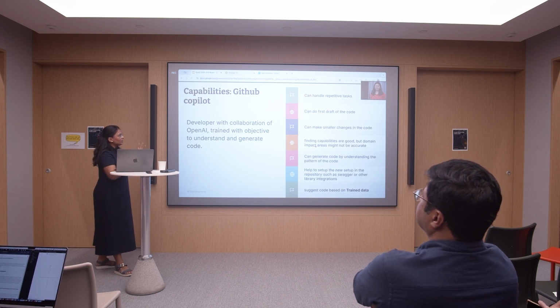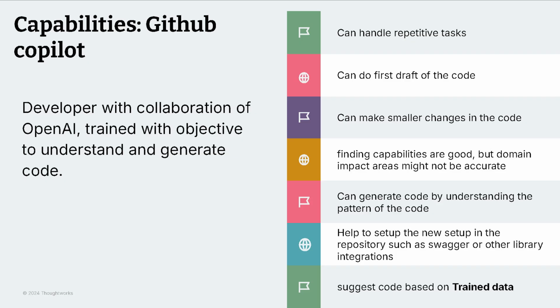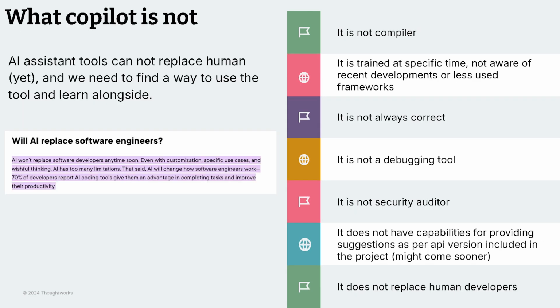Yeah, so some other capabilities, right? It can handle repetitive tasks. We saw that in the test builder case. Treat the code as a first draft and not as final code. And it only generates the code by learning the pattern, right?